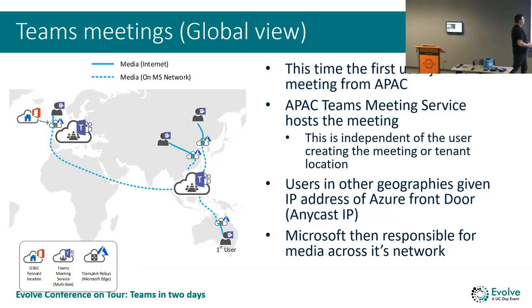Important as well that how you find your local Azure Front Door is via an Anycast IP. So Anycast IPs are an IP range or an IP that is shared across multiple servers and multiple geographies around the world.